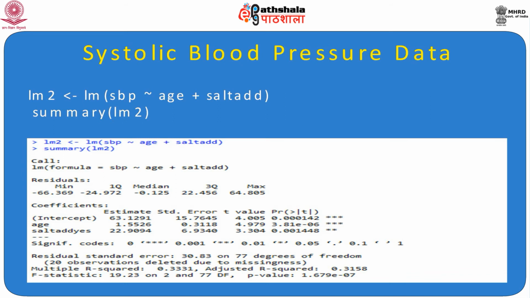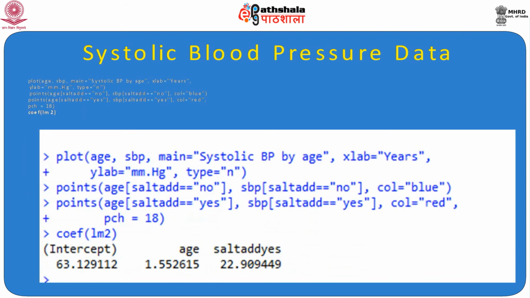Now we are going for another plot. In this plot we try to find out age and systolic blood pressure like the earlier slide, but in addition we also put points of those who have salt add as no, colored blue, and points of those who have salt add as yes, colored red.